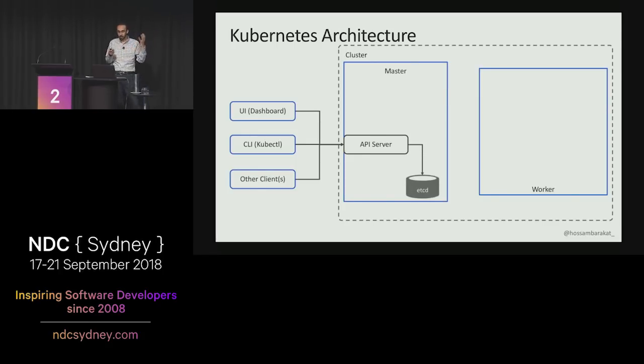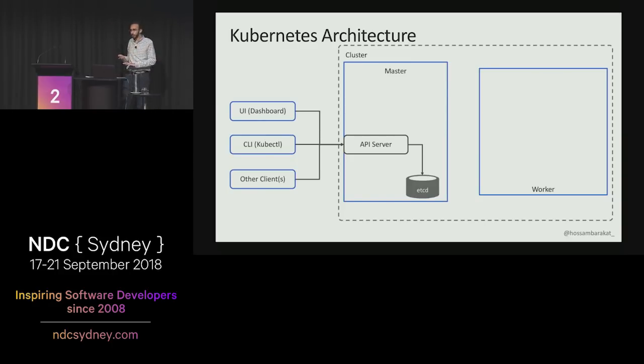The API server will validate the request, process it, and save that request into a database. And that database is the etcd database. And etcd is basically a distributed key value store that is used by Kubernetes to maintain its cluster state.